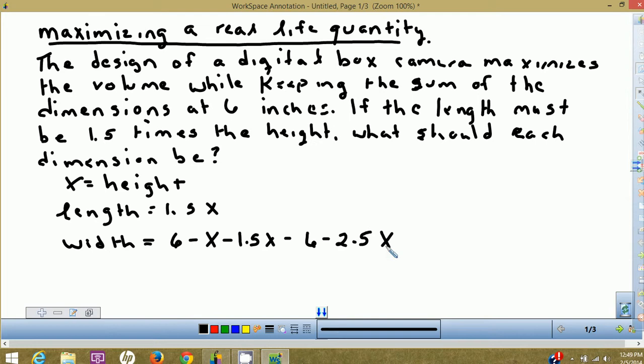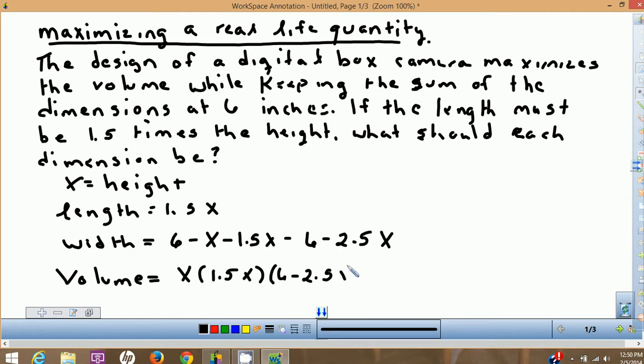From that, I can find an equation for volume, because that's what we want to maximize. So I need to write an equation for volume since it's what I want to maximize. Well, how do you figure volume of a rectangular box? It's length times width times height. So the length here was 1.5x, the height was x, and the width was 6 minus 2.5x. So I'm going to write this like this: x times 1.5x times 6 minus 2.5x. And you can actually, in this problem, leave it in that form.